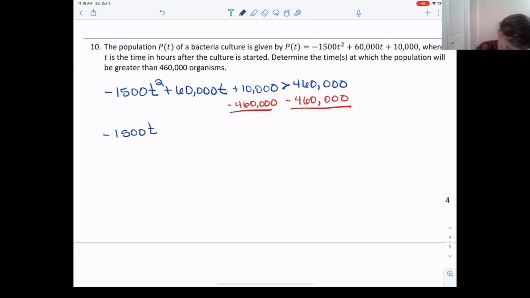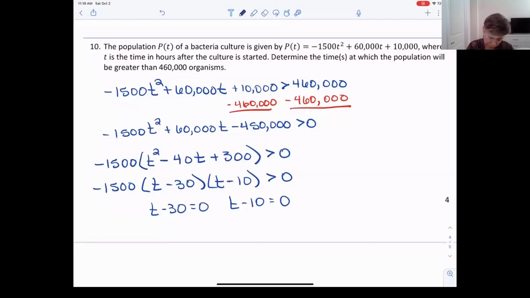So if we were to factor out a negative 1500, that would leave us with T squared minus 40T plus 300 greater than 0. That trinomial will then factor into T minus 30 times T minus 10. And we would set both of those factors equal to 0. Notice we don't fool with the negative 1500 anymore because there's not a T there to solve for. So we just factored that out to simplify the problem. So we would get two T values, T at 30 and T at 10.